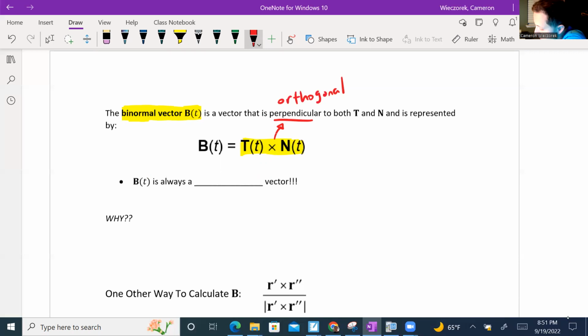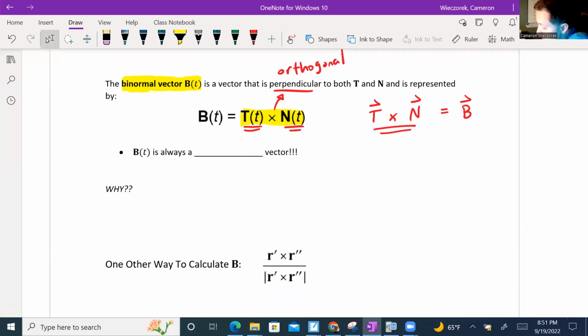So I would say the easiest way to remember which one comes first: we learned about the unit tangent first. Later, we learned about the unit normal. So the order you cross them is the order that we learned them in. We learned about T first, we learned about N second. That calculation will give you the binormal vector, which is going to be perpendicular to both of them. B of t is always a unit vector.